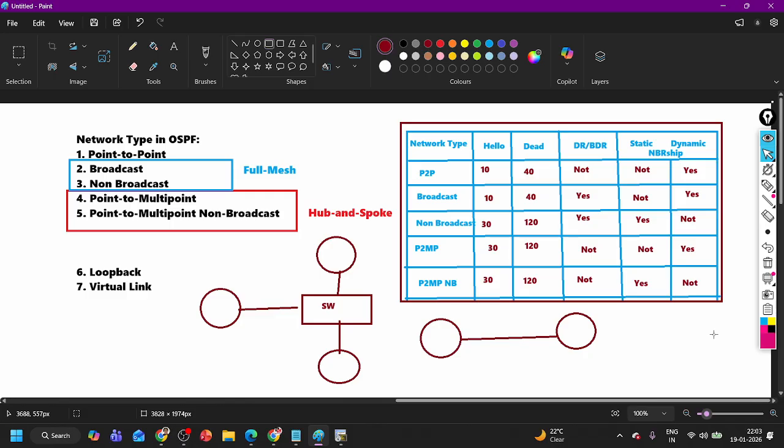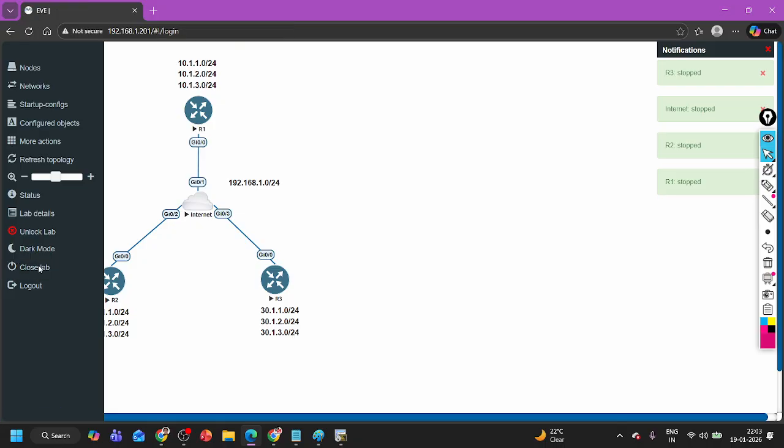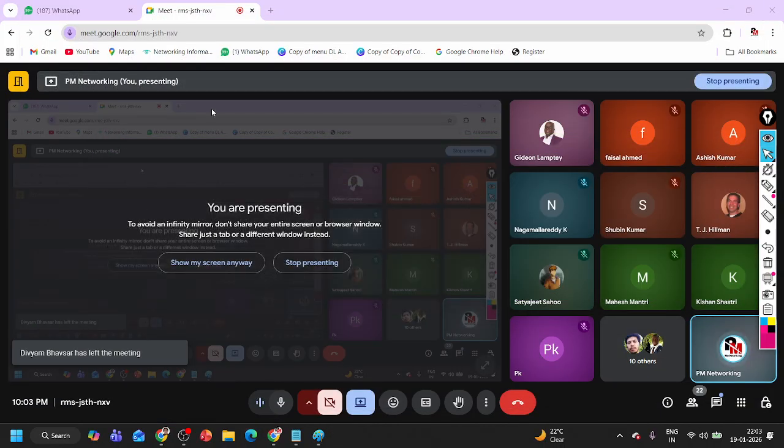Tomorrow I will discuss virtual link and I will show you the lab of all types of areas like stub area, NSSA area, totally stubby area and totally NSSA area. That's all for today. If anyone has any question, please ask. Otherwise, it's your turn. Perform this lab. In hub and spoke and full mesh topology, you can try to implement OSPF and you can try different types of network. You can see which type of network is working well.